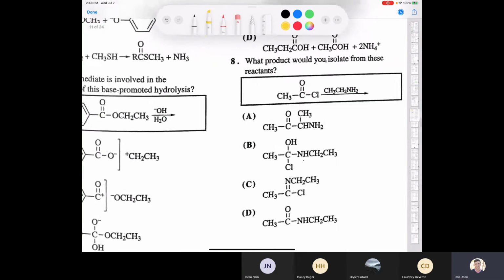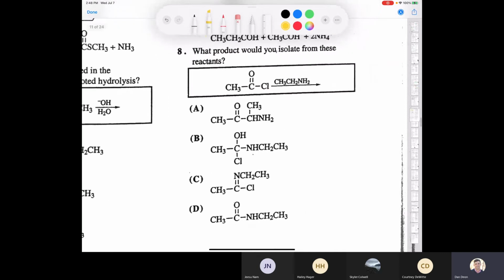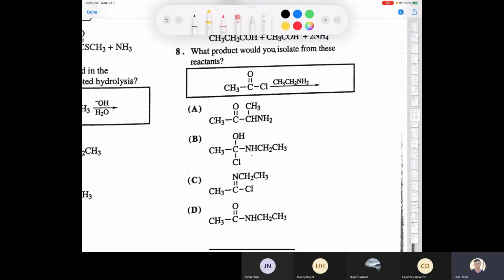Question number 8 says, what are the products that you would isolate from these reactants? So we have an acid chloride and an amine, right? And this is just going to give us an amide. I know that normally in our textbook, he writes excess of the amine, but you can just assume that you have excess. So you'd end up with this compound where you have the carbonyl, and you have the nitrogen, and then you have the ethyl.